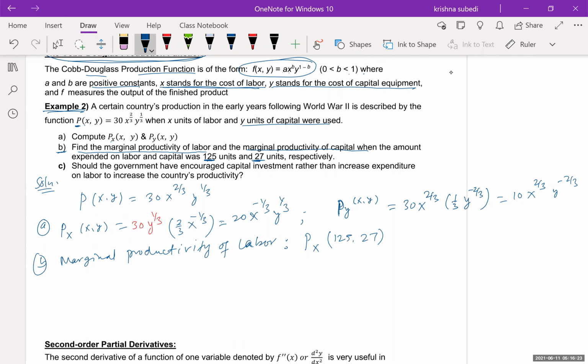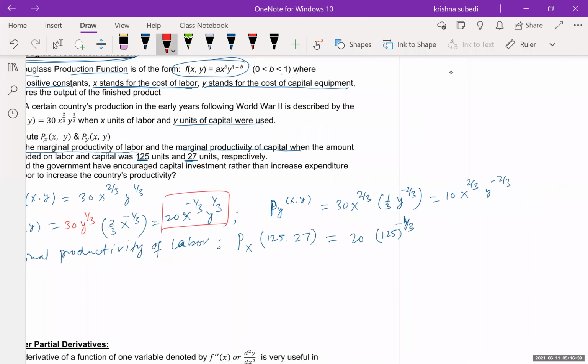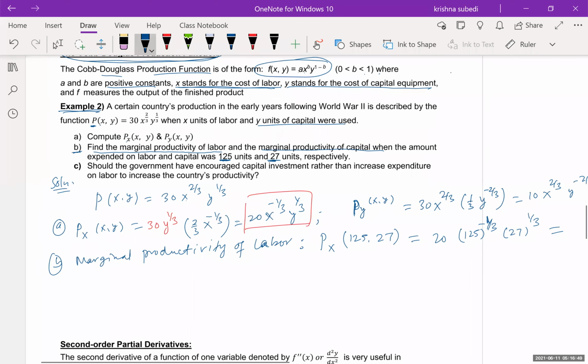So let us calculate this. That's going to be 20 times X, which means 125 raised to power negative 1/3. Okay, here is the function that we calculated. We just substitute the value. X is 125 and Y is 27. So Y is 27 raised to power 1/3. So I need your help. Use your calculator and let me know what you get.